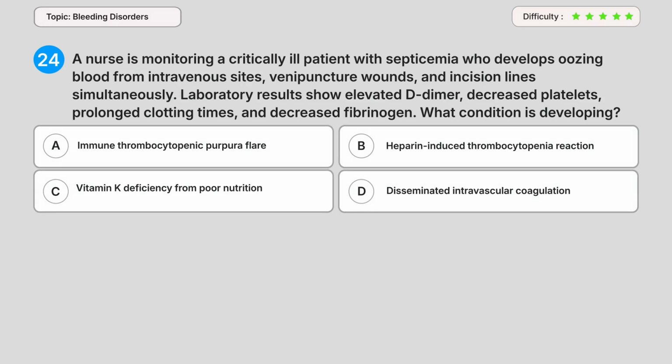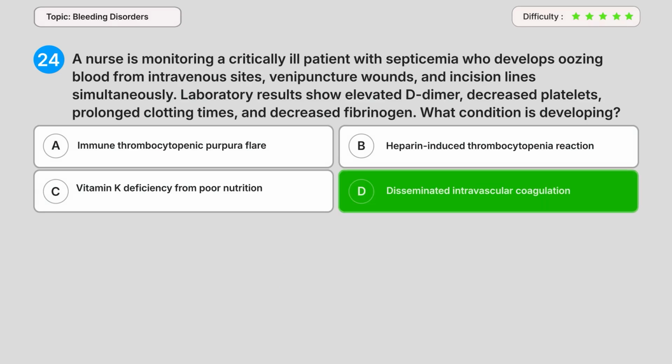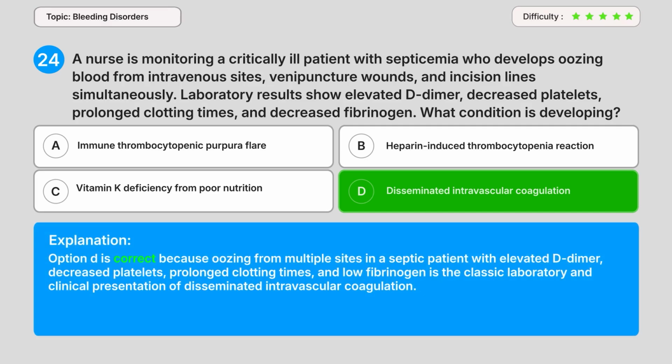Correct answer, D. Disseminated intravascular coagulation. Explanation. Option D is correct because oozing from multiple sites in a septic patient with elevated D-dimer, decreased platelets, prolonged clotting times, and low fibrinogen is the classic laboratory and clinical presentation of disseminated intravascular coagulation.